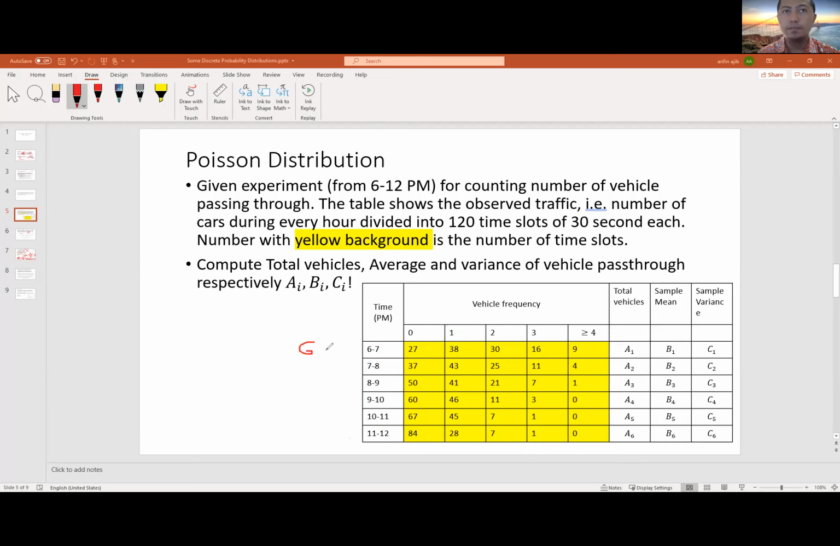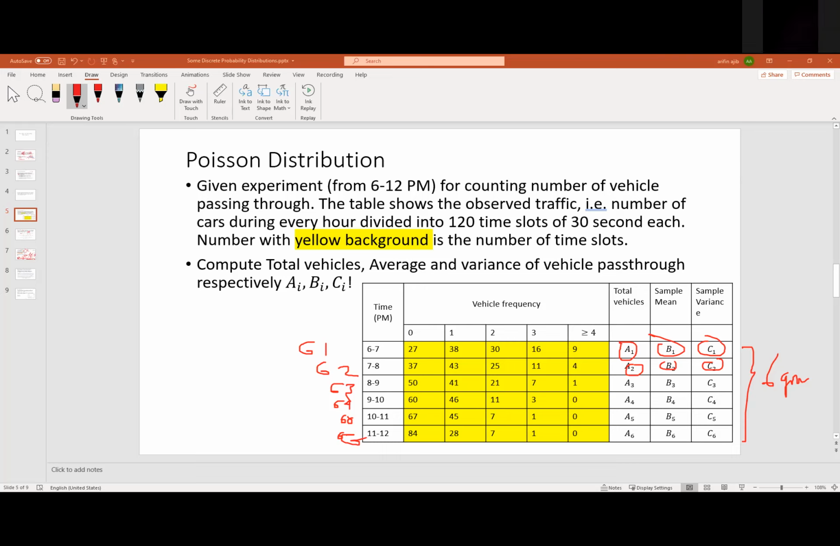This is group 1. This is group 2. This is group 3. This is group 4. 5, 6. So there will be 6 groups. Each group computes this one, this one, this one. Second group, this one, this one, and this one. Okay. Any question? I will divide you into 6 groups.